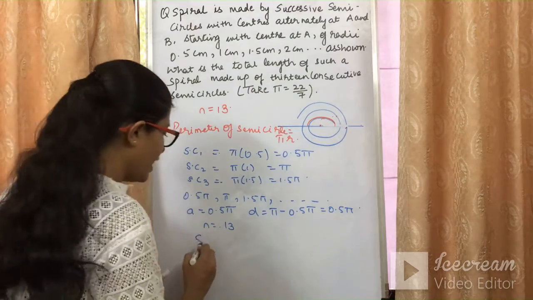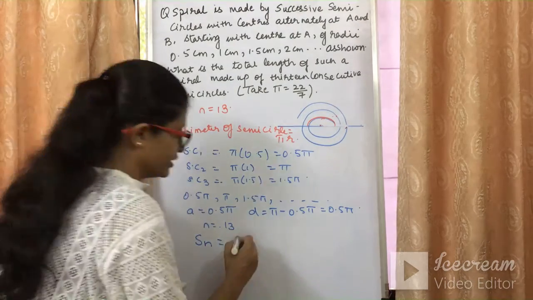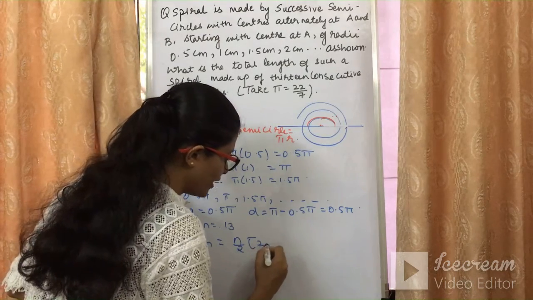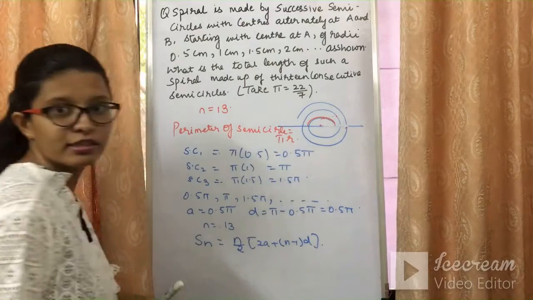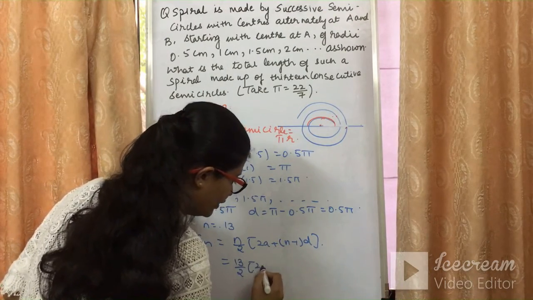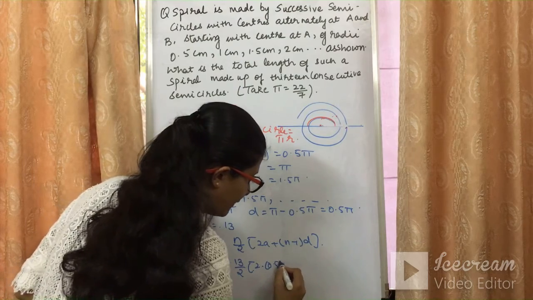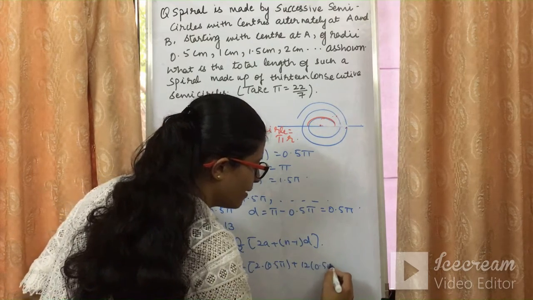So what will we do? Again we will be applying the Sn formula, because we want the total length of all the semicircles. So it will be n by 2 into twice A plus n minus 1 into D. Just one formula to memorize, and the work is done. 13 divided by 2, 2 into, what is A? 0.5 pi, plus n minus 1, which is 12, into 0.5 pi.